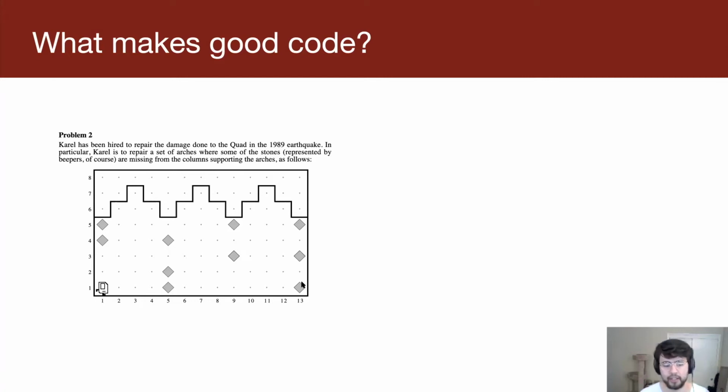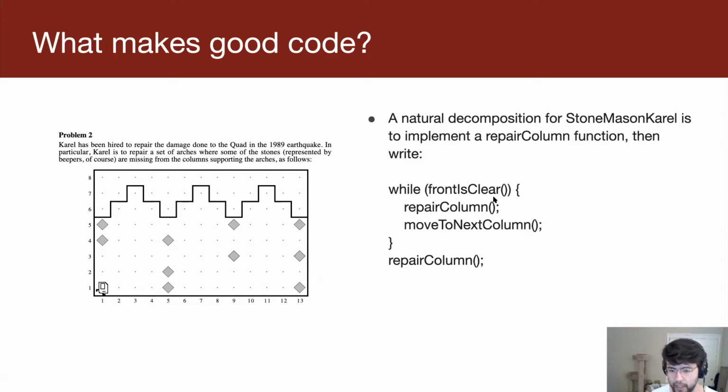And the key point that we try to drive into 106A students in the first 2 weeks is: decompose. Break your problem down into small components that you can reason about in isolation, and then put them all together into a solution that works. A natural decomposition for this is: while front is clear, so while we haven't hit this wall, repair a column and then go to the next column, and repair the column, go to the next column, and repair the column, go to the next column. It's like come up with a high level plan where things fit together nicely, then implement each little building block without having to think about the entire program at the same time.